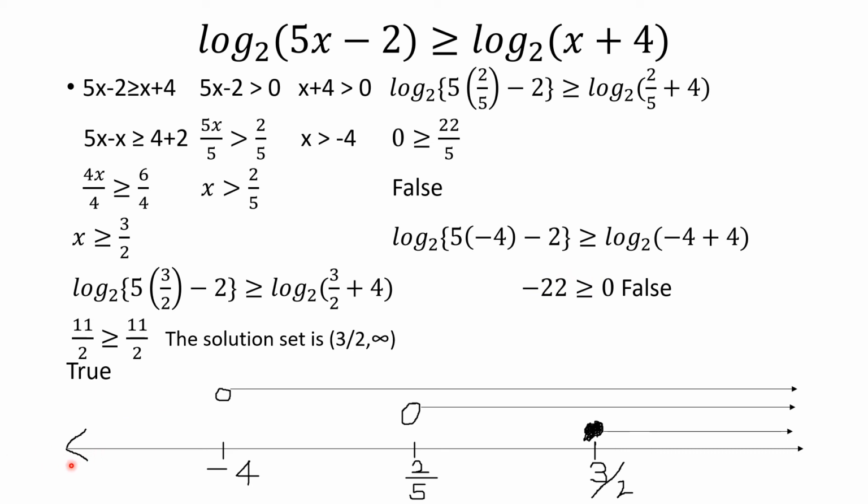And then we do the number line here again. And we plot our critical values, -4, 2 over 5, and 3 halves. So we shade the circle for 3 halves because it is a true critical value, and then the arrow points to the right as well. We don't shade it here because it's false, and the arrow points to the right as well, and we don't shade it here for -4, and the arrow points to the right as well because of the greater than sign. And our intersection is right about here, around the start of 3 halves, so 3 halves to infinity. So the solution set is 3 halves to infinity.